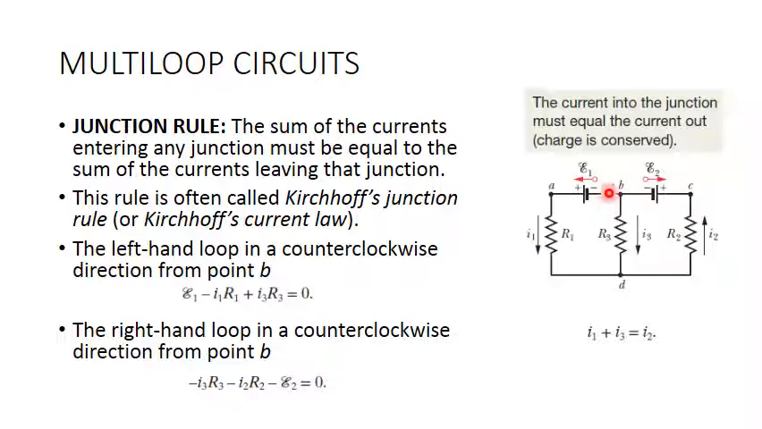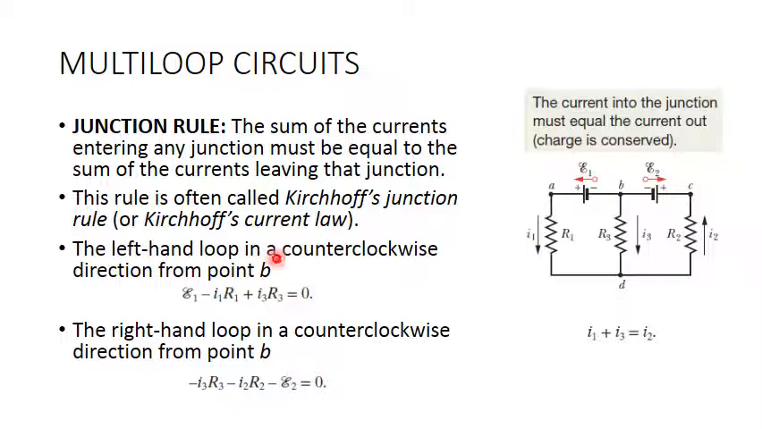On the other hand, if you are talking about the point B or the junction B, the current I2 enters junction B, while currents I1 and I3 are leaving junction B. So the currents entering the junction B must equal the currents leaving the junction B. So I2 equals I3 plus I1. So that's what we are seeing.